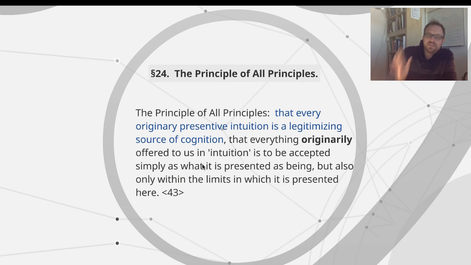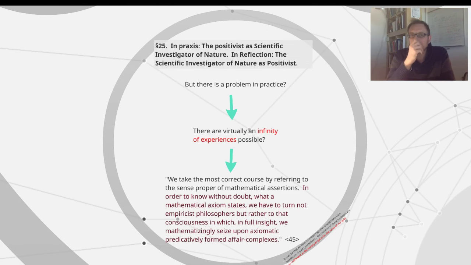Now, he does say that even though we're going to accept, for instance, intentionality, the directedness of consciousness, right? This is something that's originarily presentative to me. But I have to accept it only for what it is. I have to accept it as a form of intuition, right? I don't accept or understand it as some sort of feature about the world outside of my cognition itself, right? So we use this principle of principles.